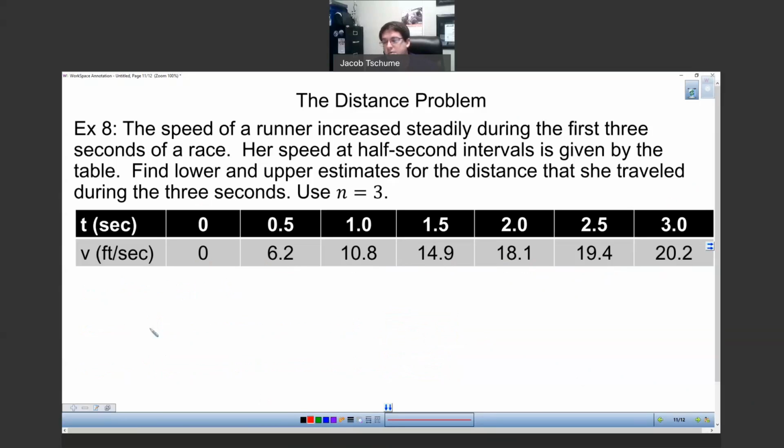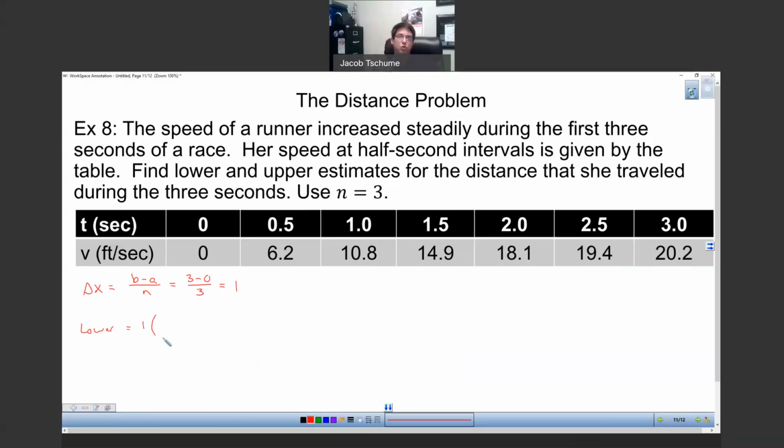Now, while none of the numbers change, what is going to change first is your delta x, because the width of each rectangle is not going to be the same this time. While the b minus a is still the same, 3 seconds minus 0 seconds, if you divide this by only 3 rectangles, you get a delta x value of 1. And when I go to calculate the lower estimate, there are 2 big things to note here. Number 1, you can still factor the common delta x out, which is going to end up being 1.